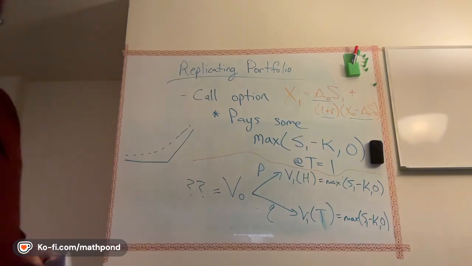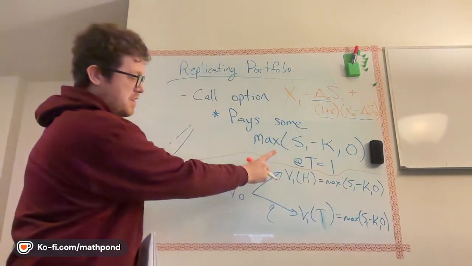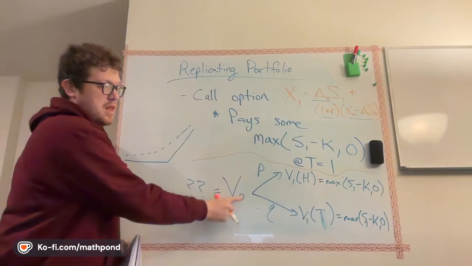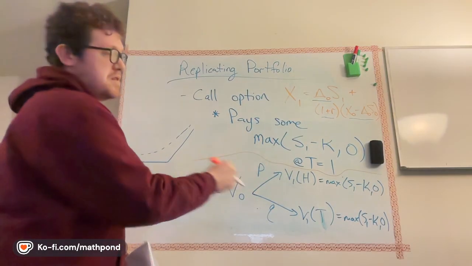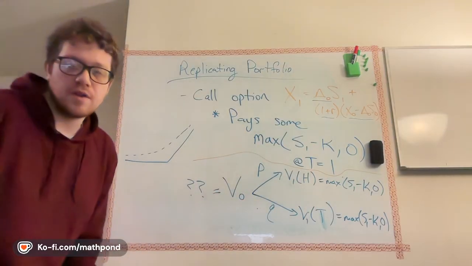All right, so this is just like our last model, except now we're modeling the price of the option instead of the price of the stock. But obviously there's a direct relationship between the two.